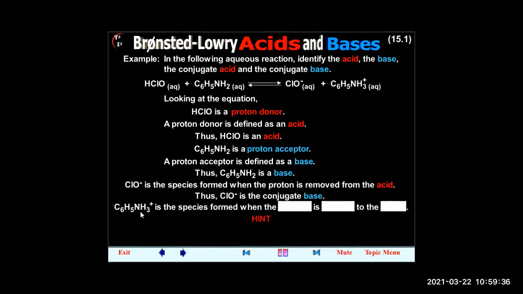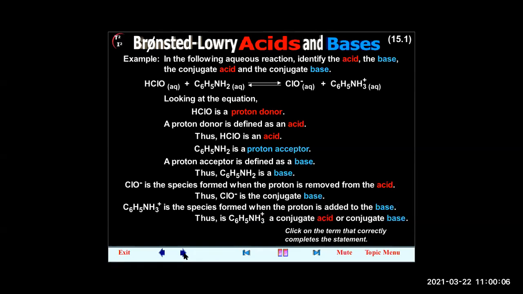So C6H5NH3+ is the species formed when the blank is blank to the blank. Yes, you can fill that. C6H5NH3+ is the species formed when the proton is added to the base. Okay, very good. Thus, when the proton is added to the base, is C6H5NH3+ a conjugate acid or conjugate base? Conjugate acid. Conjugate acid. Thank you.